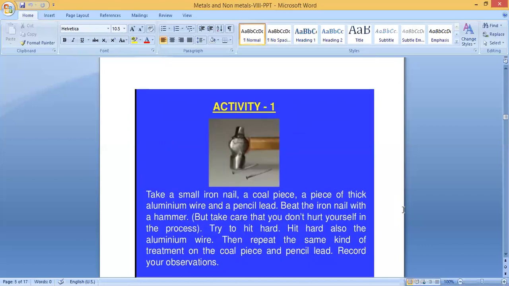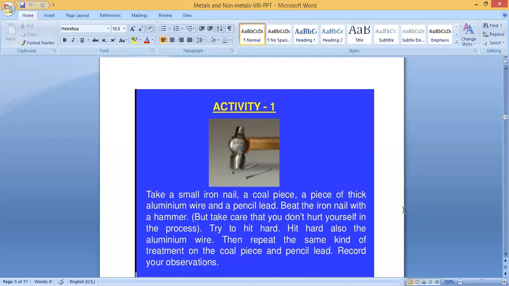Clear? So here one activity is given. Activity 1: take a small iron nail, a coal piece, a piece of thick aluminum wire and a pencil lead. So we are taking four things: an iron nail, a coal piece, a piece of thick aluminum wire and a pencil lead. Beat the iron nail with a hammer. Try to hit hard. Keep on hitting harder. Hit the aluminum wire hard also. Then repeat the same kind of treatment on the coal piece and pencil lead.